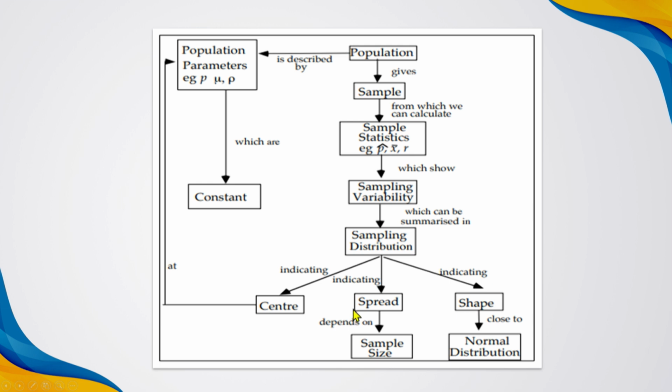So, from this central value we can find the population parameters p, mu and rho, and also these are all constants. From this spread value we can have a sample size depends on this spread, and from this shape we can identify the probability distribution is normal distribution.